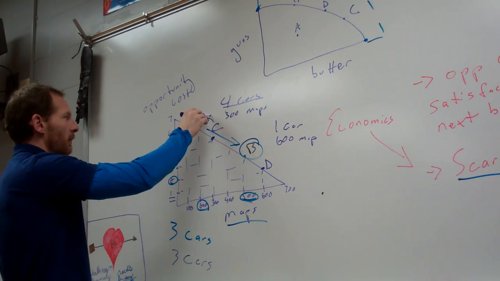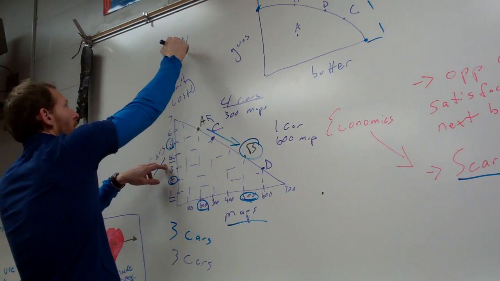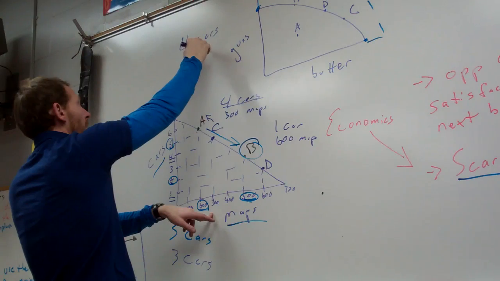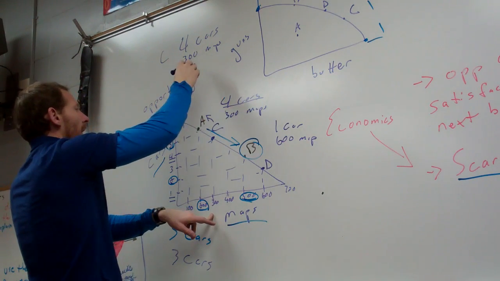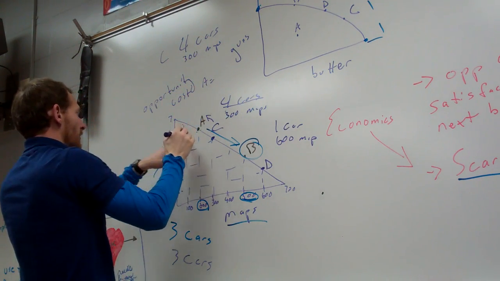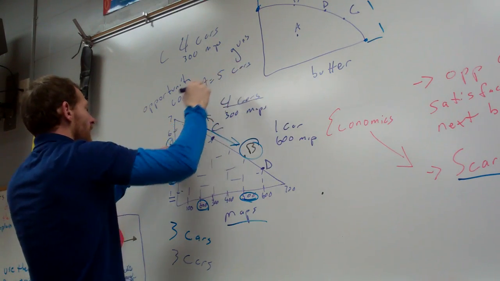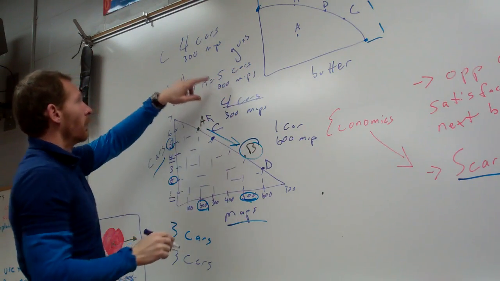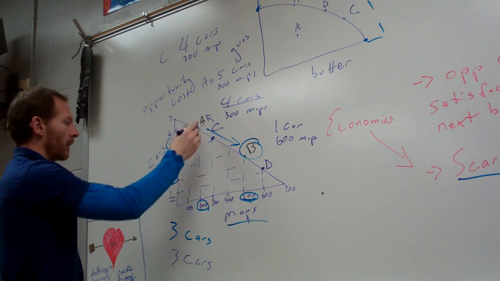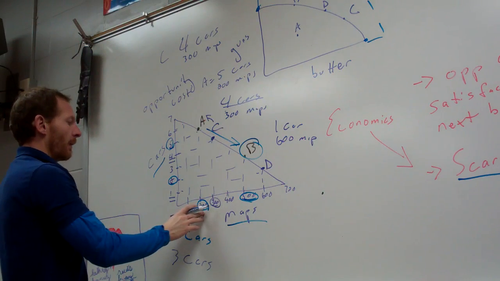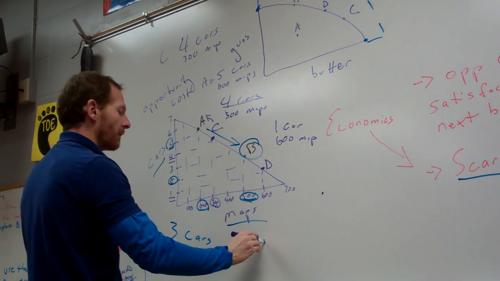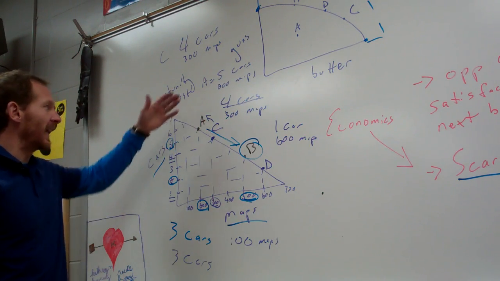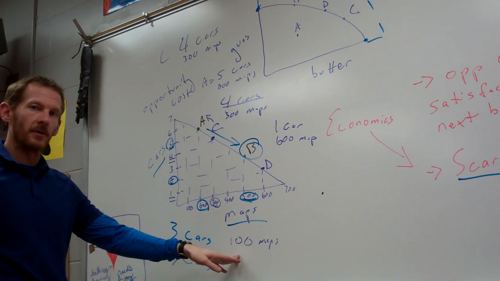If you went from point C to point A, you'd be going from 4 cars and 300 maps, that's point C, to point A, which is 5 cars and 200 maps. So to get 1 more car, how many maps are we giving up? Well, we were at 300 maps, and now we're at 200 maps. So we've given up 100 maps to gain 1 car. So the opportunity cost of gaining 1 car is 100 maps.